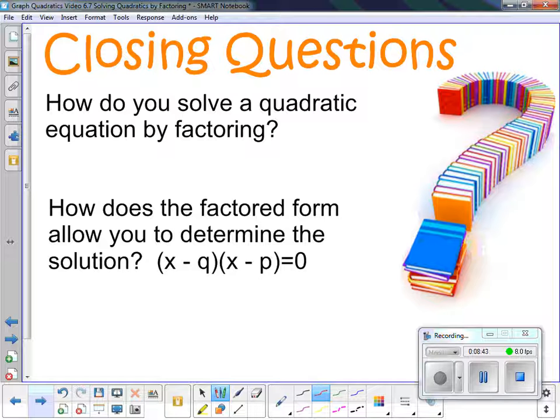So how do you solve a quadratic equation by factoring? Well, we know there's tons of different ways. There's GCF, there's grouping and product sum, difference of squares. How does the factored form allow you to determine the solution? Because we use the zero product property.